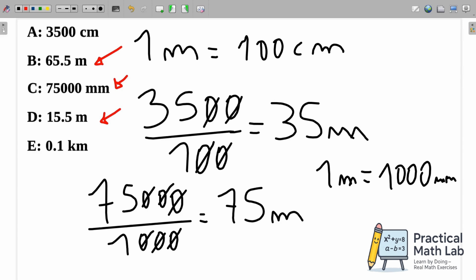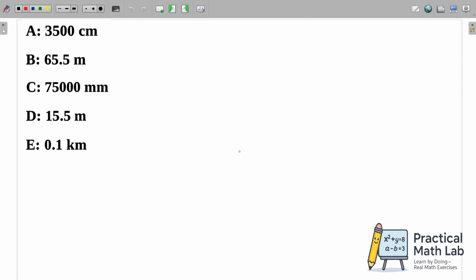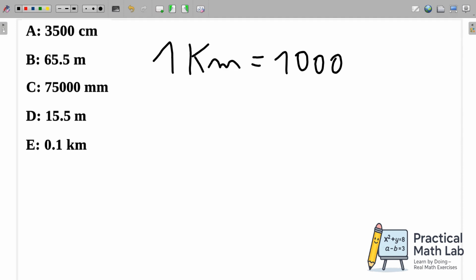Now let's go to letter E. 0.1 kilometers. To convert kilometers to meters, just multiply by 1,000 because 1 kilometer equals 1,000 meters. So 0.1 times 1,000.